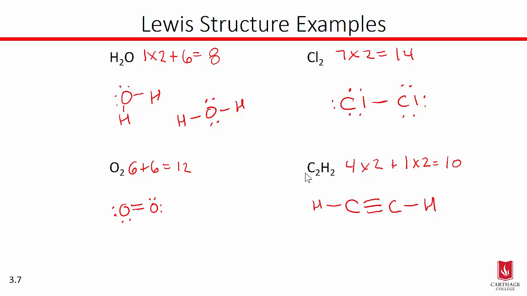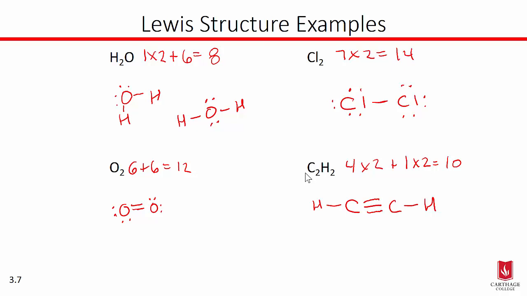So hydrogens are still good. They only need 2, and they have 2. Carbon on the left, I've got 2, 4, 6, 8. So we've met the octet for the carbon on the left. 2, 4, 6, 8. I've met the octet for the carbon on the right.